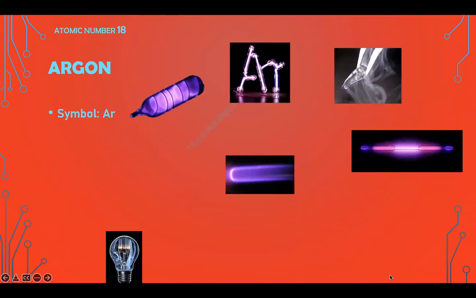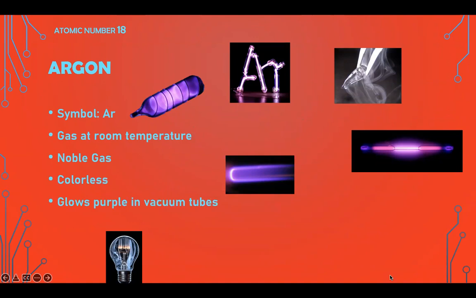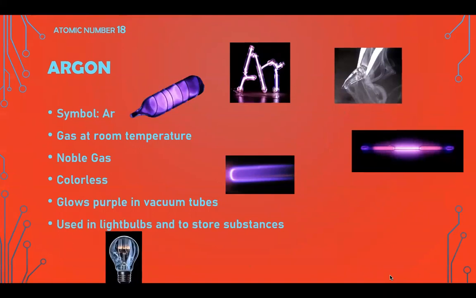Now we come to argon. Its symbol is Ar. It's a gas at room temperature. Argon is a noble gas. It is colorless and it glows purple in vacuum tubes. That's what you see in the picture over here. Argon is also pretty non-reactive because it's a noble gas. Argon is used in light bulbs and to store other substances.